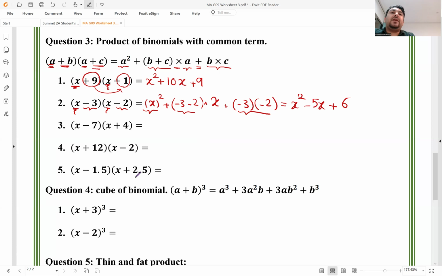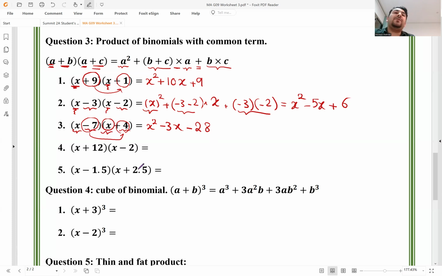Question 3. X minus 7, x plus 4. So the common term is x, and the non-commons are negative 7 and 4. Common term, x squared. Add the non-common ones. Negative 7 plus 4 is negative 3. Multiply it to the common term. So it's negative 3x. And then multiply the non-common. So multiply negative 7 and 4. That's going to be negative 28.